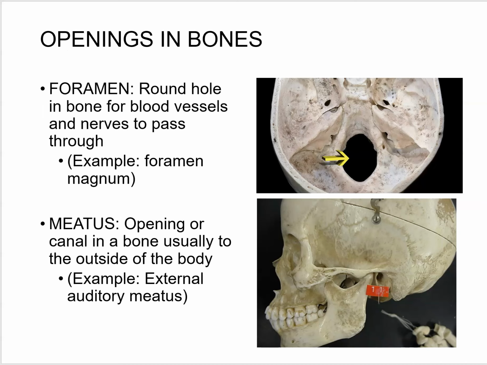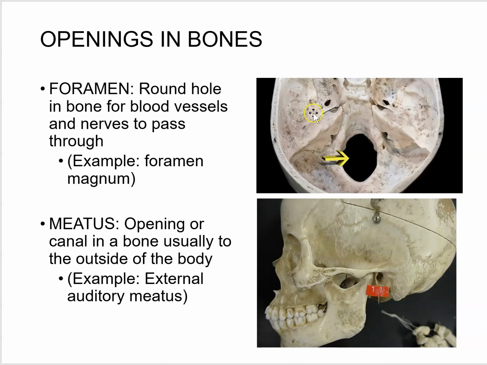We also have different openings in bones. When you look at a skull, you will see that there are holes in it. Here's a giant hole, here are some smaller holes, there are even smaller holes than this. And those holes all have a purpose. The two types we will look at, one, a foramen. A foramen is a round hole, and it has a purpose. The purpose is so blood vessels and nerves can pass through that bone to go into the skull, into the brain area, and from the brain outward.